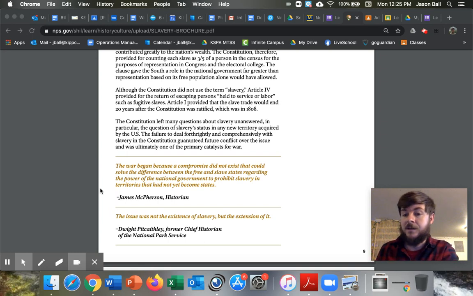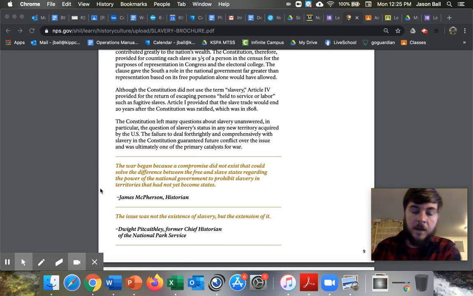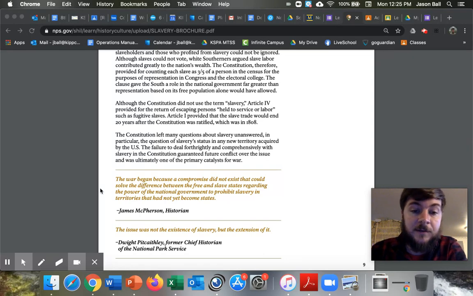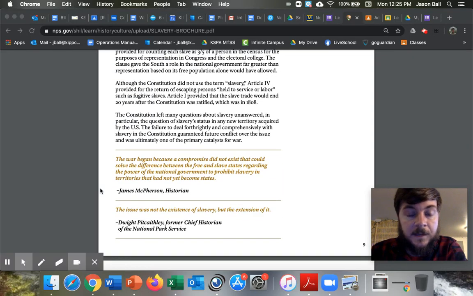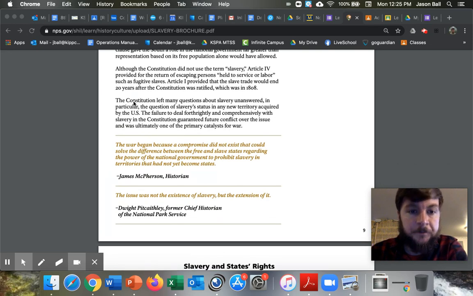So getting back to our question here: what was the source or start of the disagreements about slavery that led to the Civil War? When I'm rereading or reviewing the text, because that's what you do after you read it the second time, this third paragraph and these quotes really help stand out. Okay, these first two are context, but this third one really gets to it. If I were to pick a quote here: the Constitution left many questions about slavery unanswered, in particular the question of slavery status in new territory acquired by the U.S. The failure to deal forthrightly and comprehensively with slavery guaranteed future conflicts.